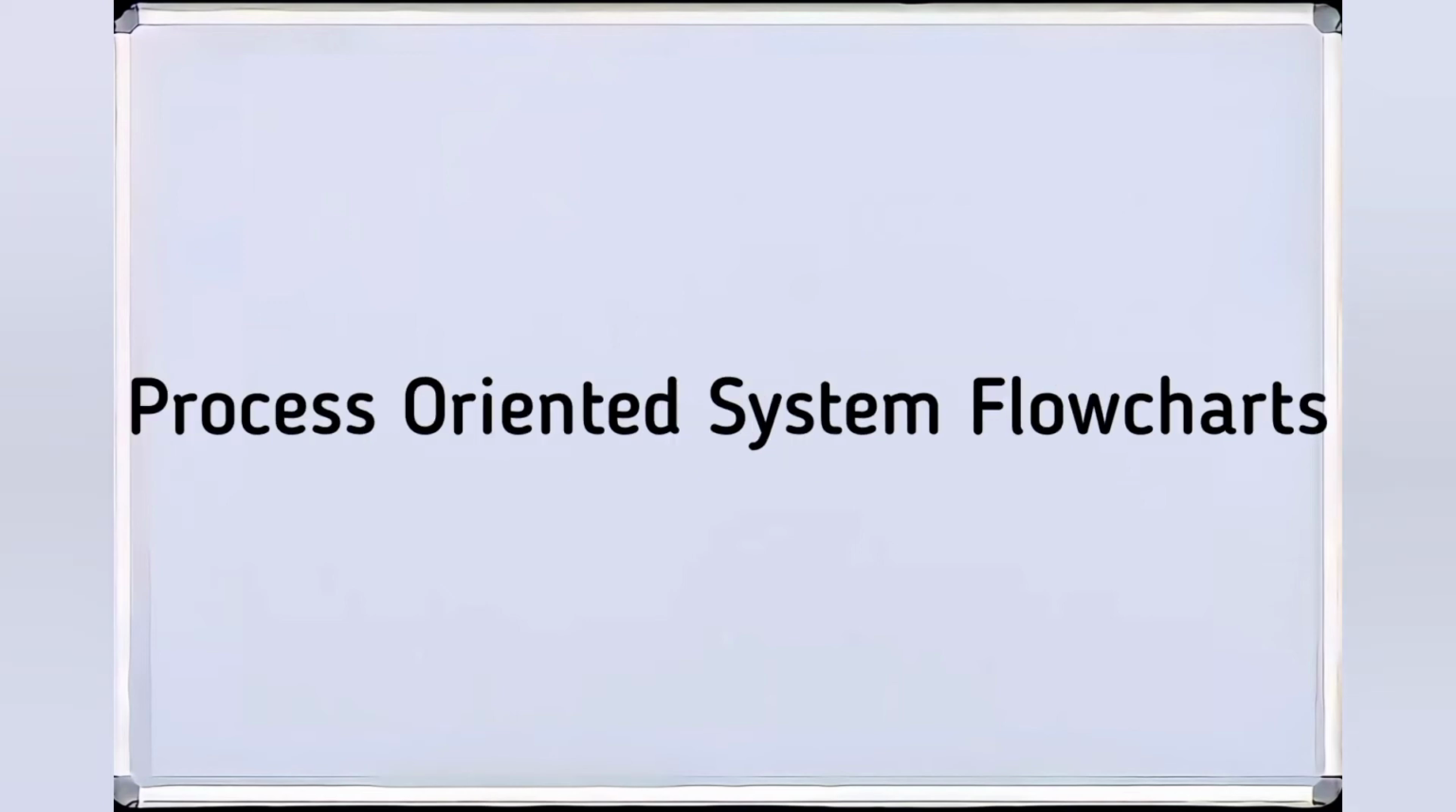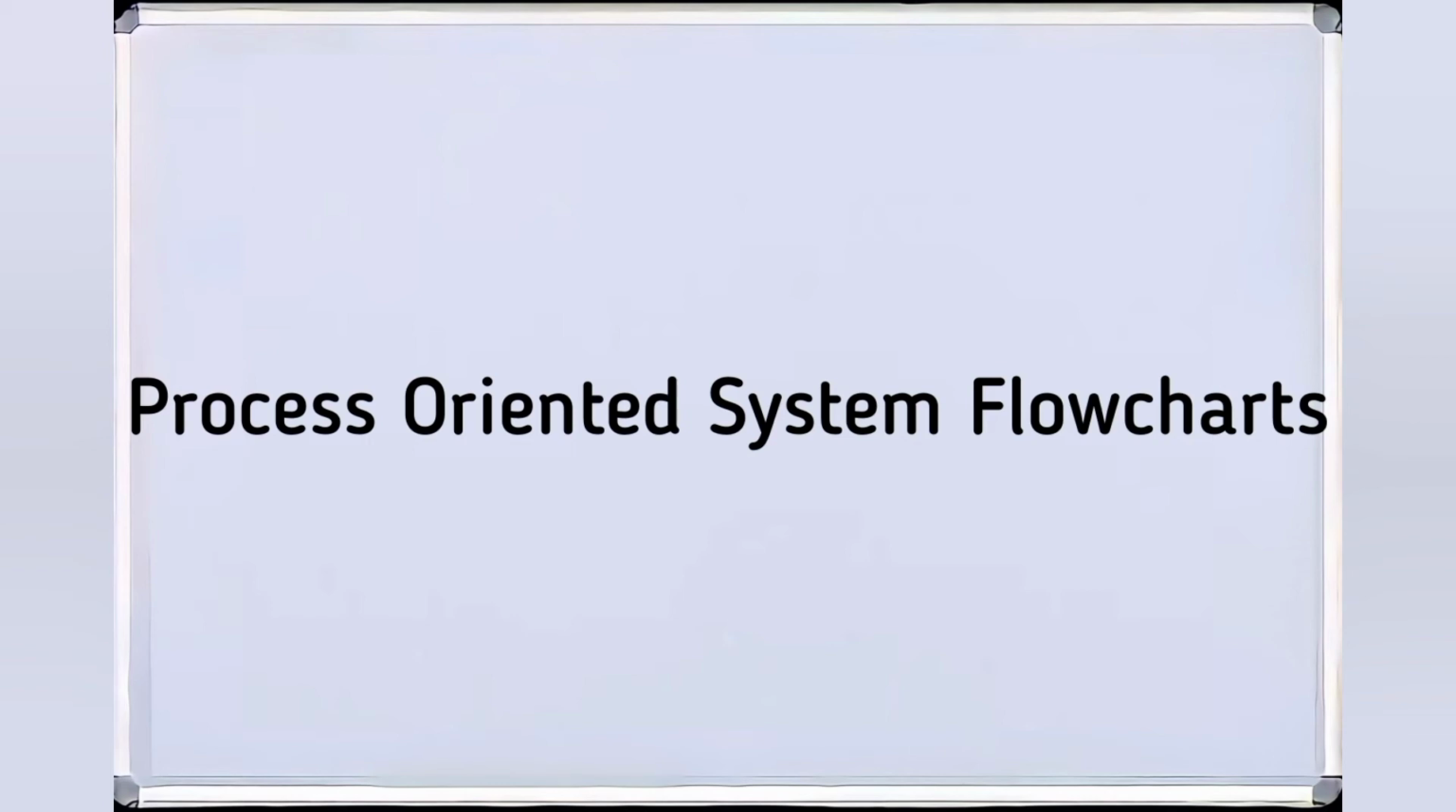Next one, process-oriented system flowcharts. Process-oriented system flowcharts, commonly referred to as system flowcharts, show which data processing operations are converting inputs into outputs. These flowcharts can be drawn to any appropriate level of detail. The highest level and the least detailed flowchart is called a high-level system flowchart.